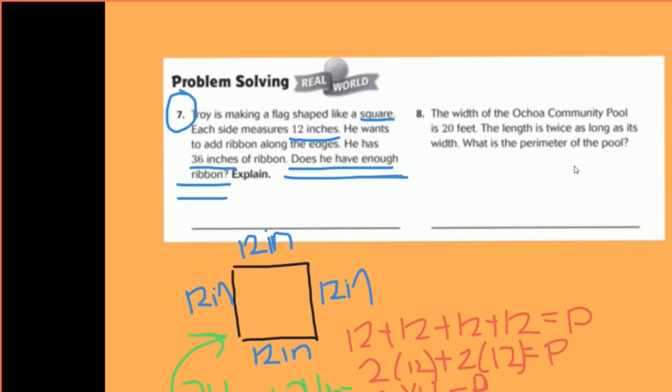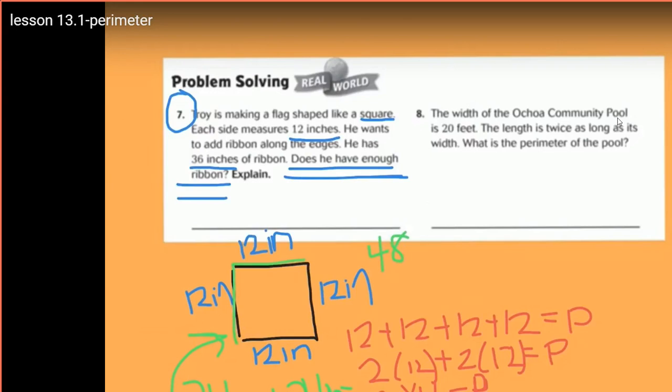Let's return to the story problem to see what it's asking us. He has 36 inches of ribbon. Does he have enough ribbon to go around the entire perimeter of his square? Well, let's go ahead and compare the two numbers. I have 48 inches. That's the perimeter around our square.